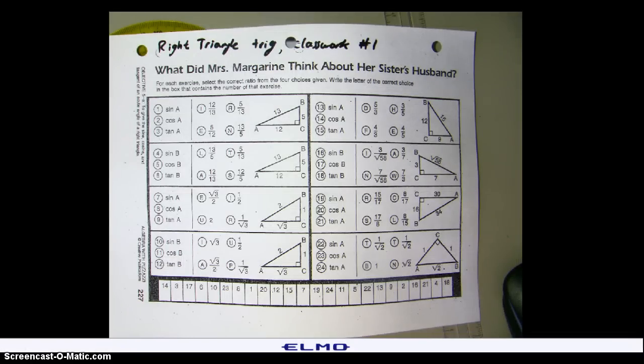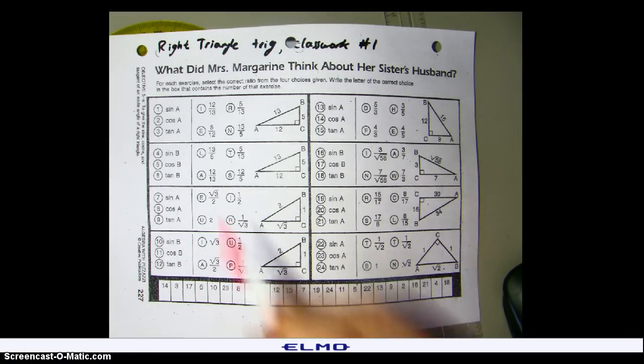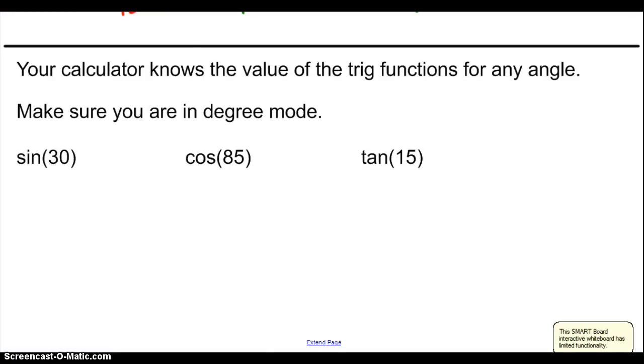At this point, you should be able to do this classwork worksheet right here. Try and fill in the answers, and the answer key will be online. Now starts the second part of this video.